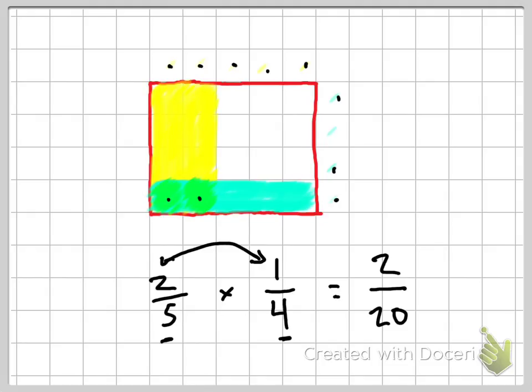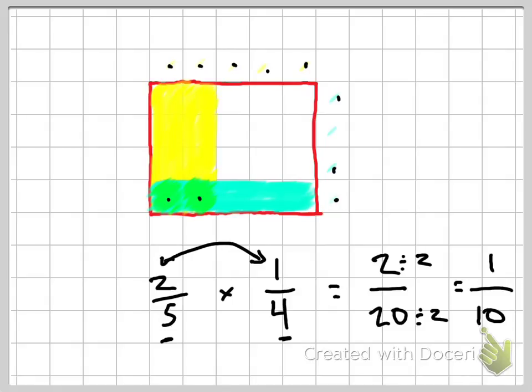2/20ths, right? And then now this can be simplified, right? Because both of these are divisible by 2, and so we'll just divide 20 by 2 and 2 by 2, and 20 divided by 2 is going to be 10, and 2 divided by 2 is going to be 1, so we're left with 1/10, and that is our answer.